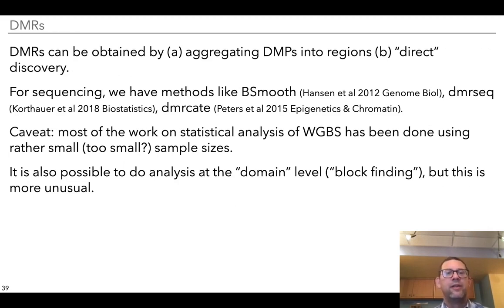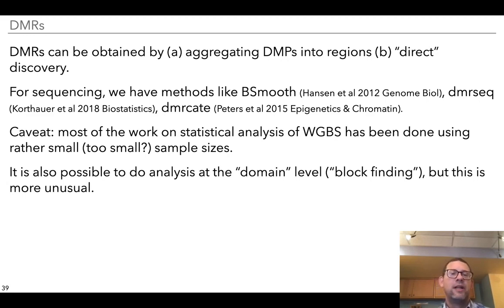Differentially methylated regions can roughly be obtained by first doing an analysis of individual CpGs and then aggregating them into regions, or through some kind of statistical analysis where you directly discover differentially methylated regions. For sequencing, there's also a wide variety of methods far beyond what's listed here. I've developed a method called BSmooth. My advisor later on extended that into something called DMRseq, and there's DMRcate that's also a great method.